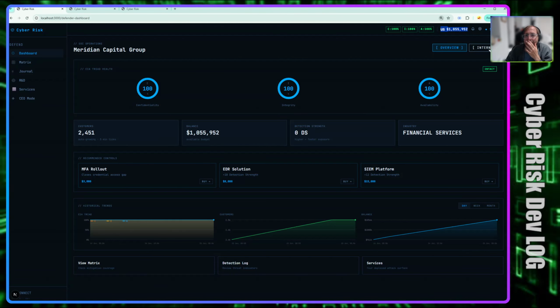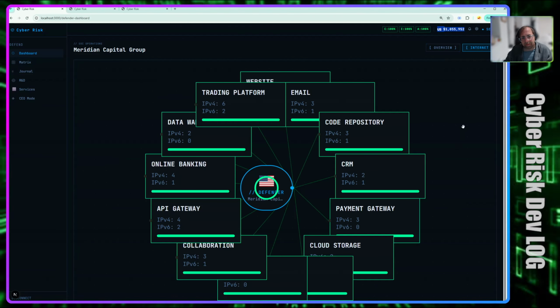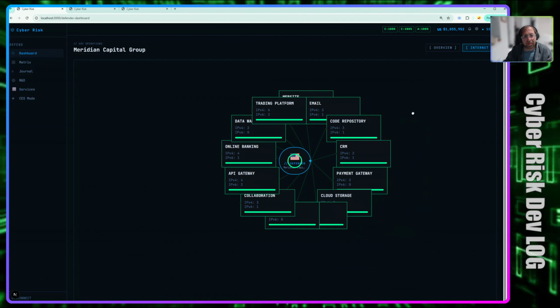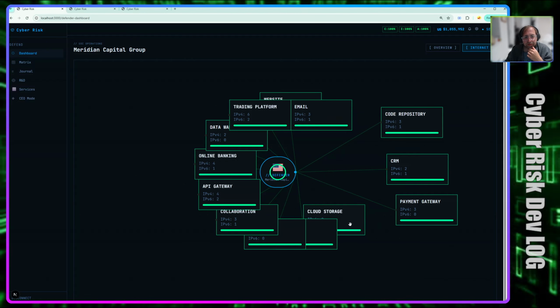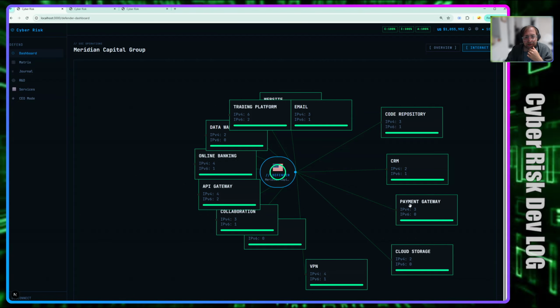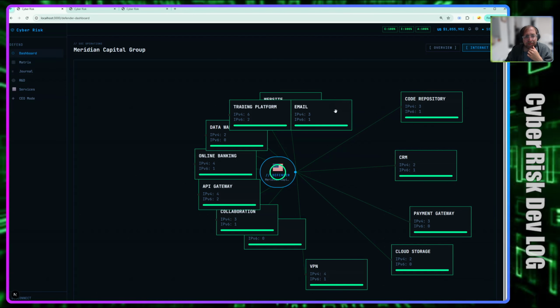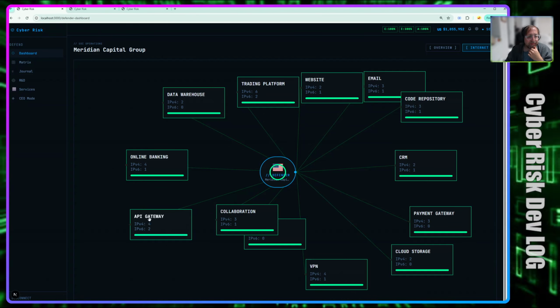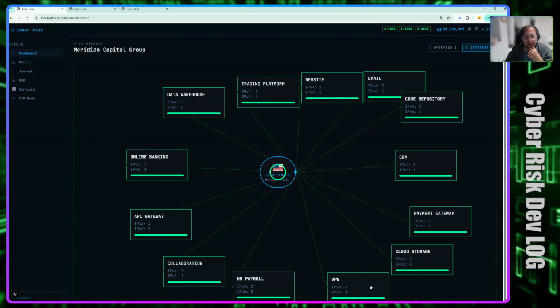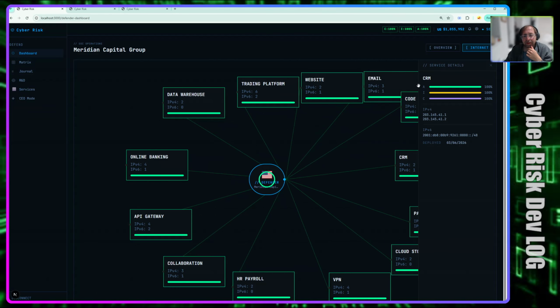If you go on internet, maybe I need to improve this graph a little bit, but you get all your services that are required for your business. So in this case, I have a payment gateway, a CRM, some code repository, a website, trading platform, and so on. And so these are essentially the assets that you have to protect as a defender, and each of them has an IP address and the free parameters, and when it was deployed.